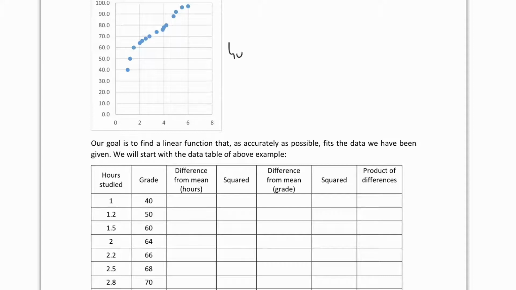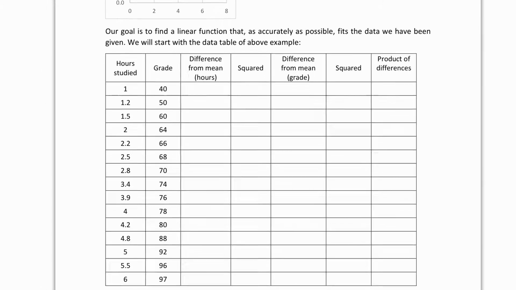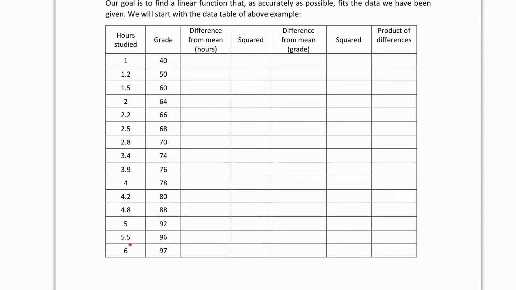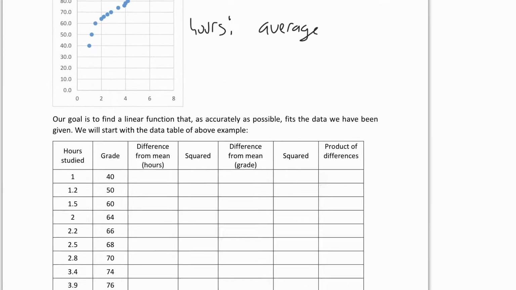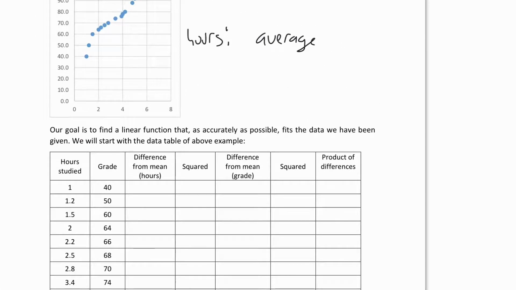So first, let's look at the hours. So the hours studied, we want to find, well, let's find the average. So to do that, we need to add up all the hours studied. So we add up all of these hours, and we divide by how many there are. Rounding to 2 decimal places, you should get an average of 3.33.